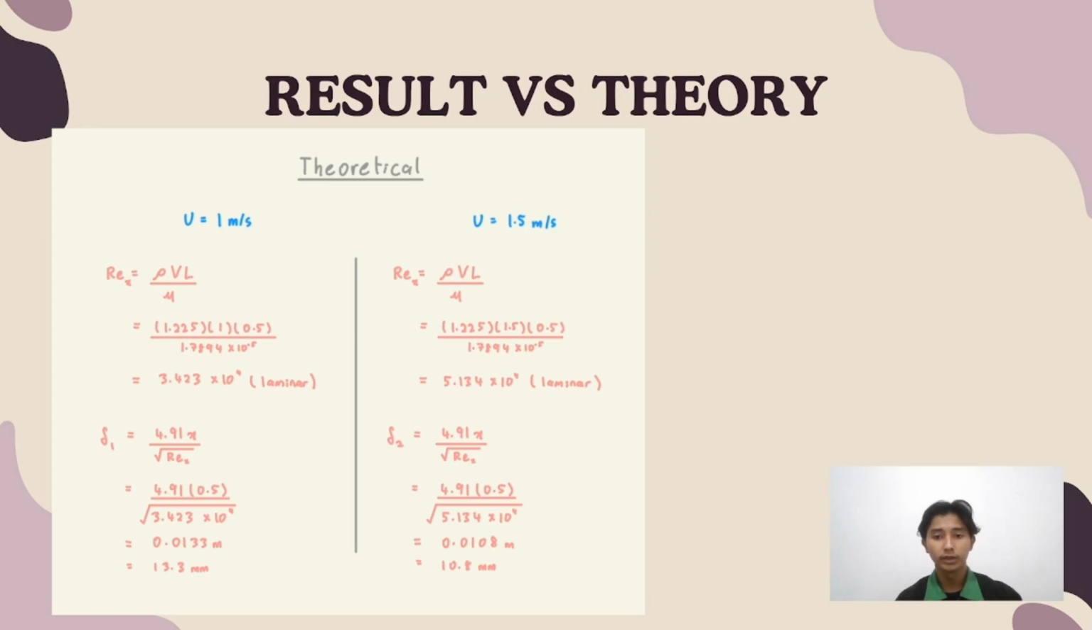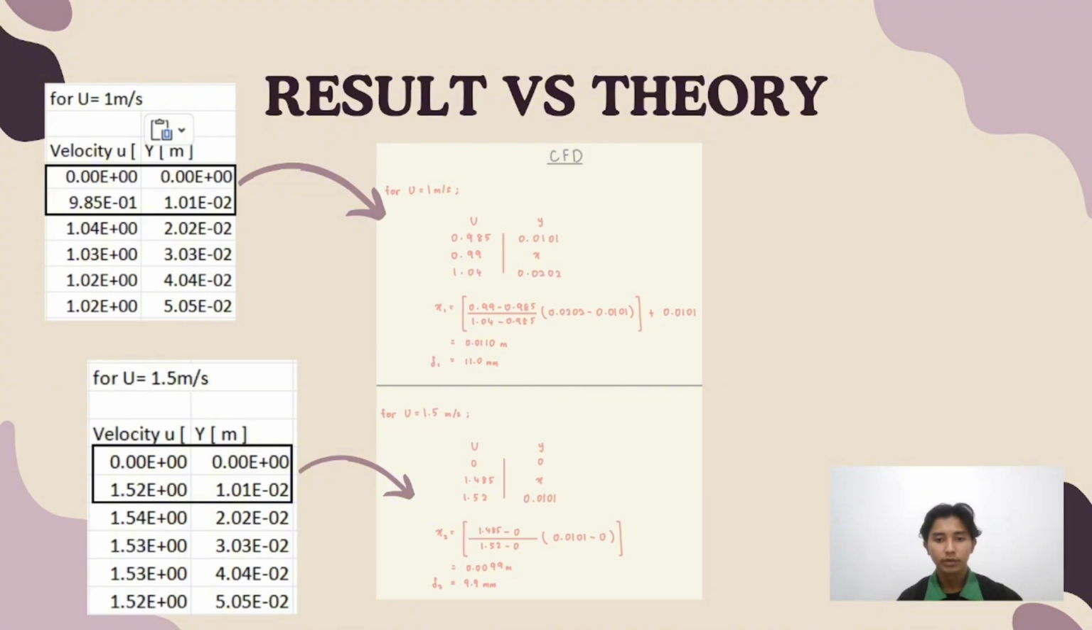Next, for the relation between result and theory, we use boundary layer thickness to compare both of the results. First we need to calculate the theoretical boundary layer thickness. That is 13.3 millimeter for 1 meter per second and 10.8 millimeter for 1.5 meter per second. Then we can calculate the boundary layer thickness from the CFD result. A slight difference appears between the theoretical and the CFD result.